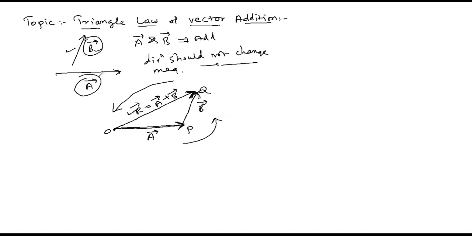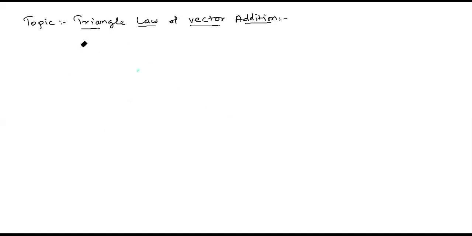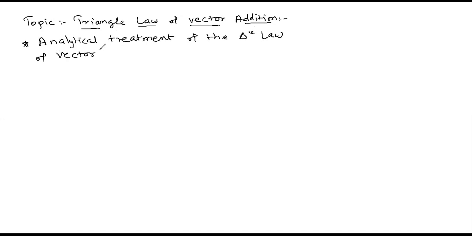Now you will proceed to the analytical treatment. We will proceed with the analytical treatment of the triangle law of vector addition. That means if you want to find the magnitude of the resultant vector R and its direction, then you have to proceed with this analytical treatment of the triangle law of vector addition.